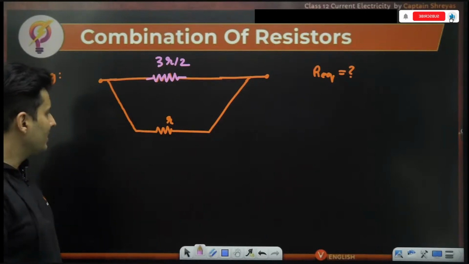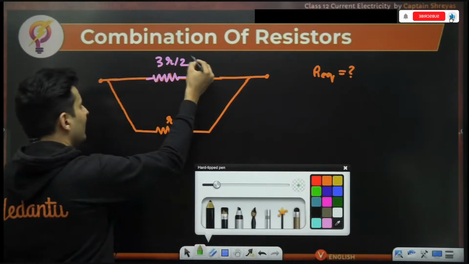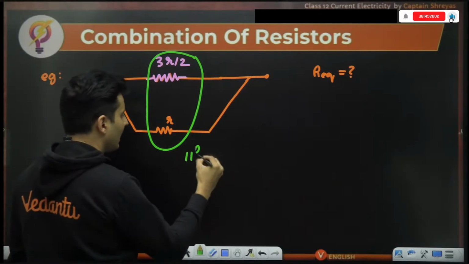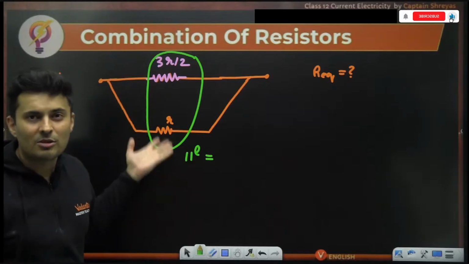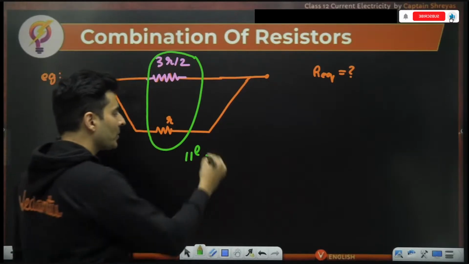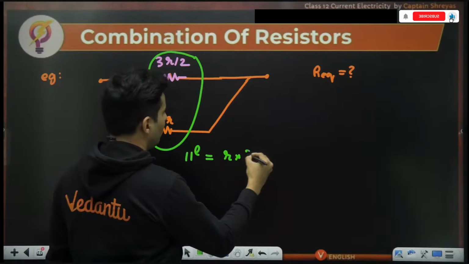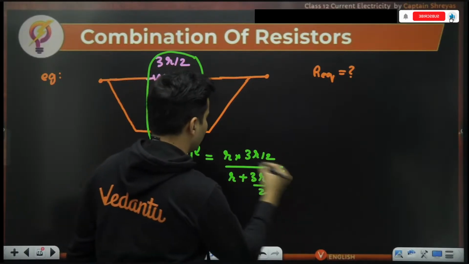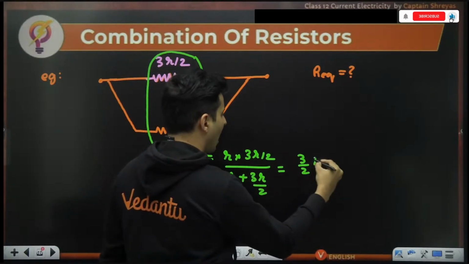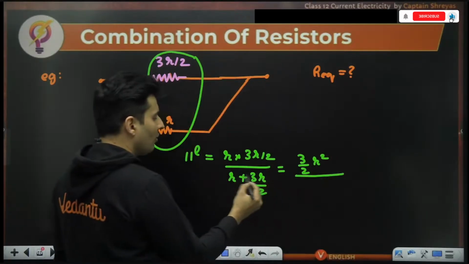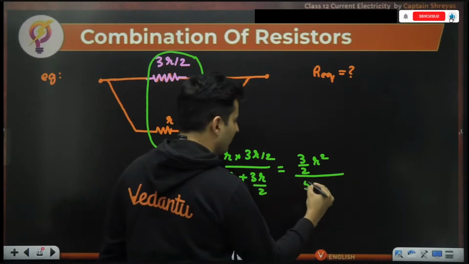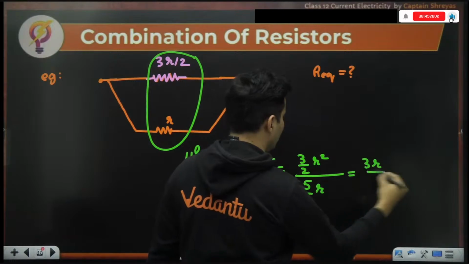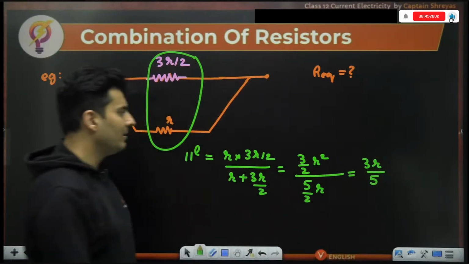Okay, but still not solved. One more thing is remaining, and that is this one, where these two resistors are side by side, two separate branches. So they are obviously in parallel. So we cannot just divide by 2. It's not possible because they are unequal. So R1 multiplied by R2 divided by R1 plus R2. So what will this become? 3 by 2 R square, whole thing divided by 1 plus 1.5, 2.5, which is nothing but 5 by 2 times R. Now 2 R cancels, so it will become 3R divided by 5. So that is the final answer.